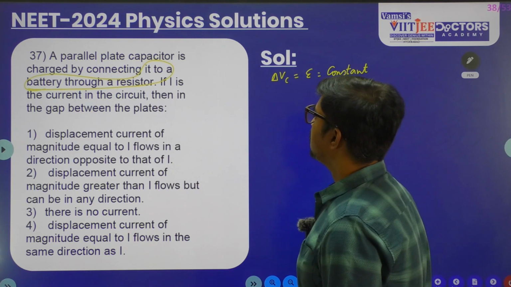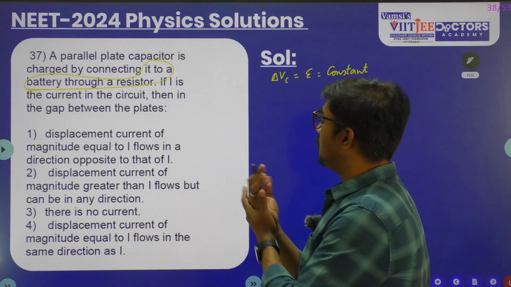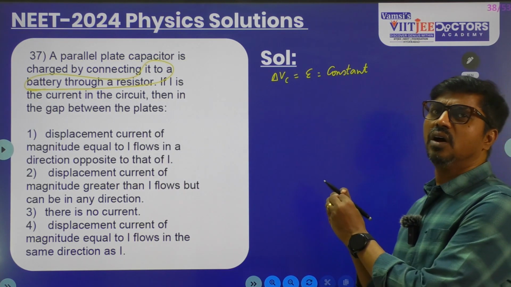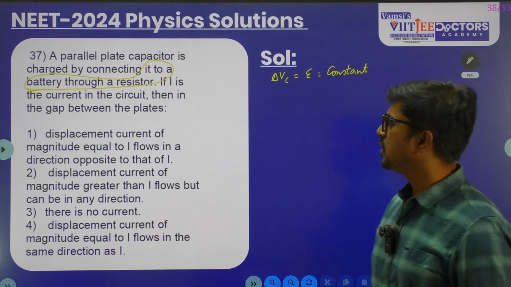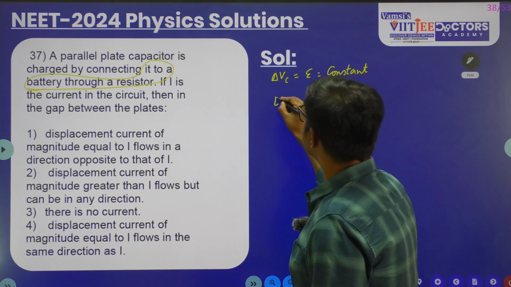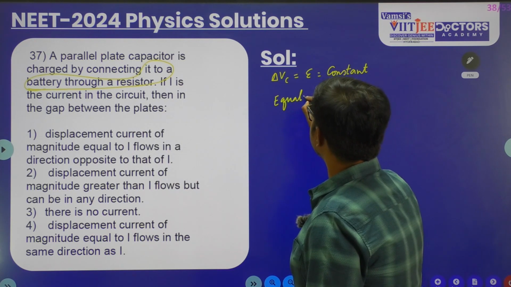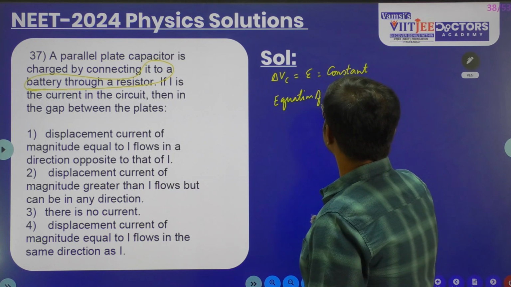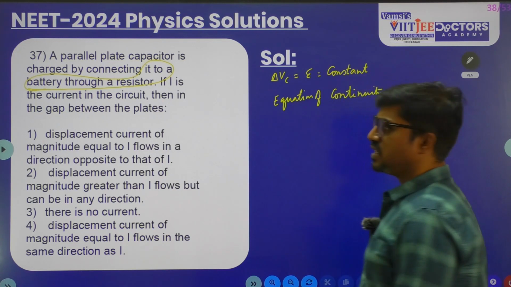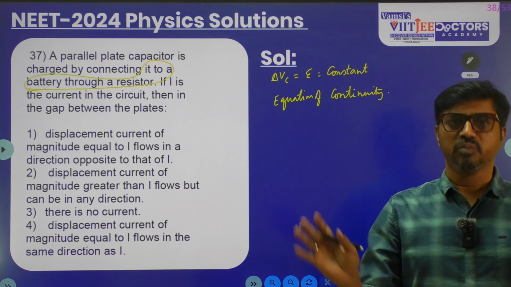If I is the current in the circuit, then in the gap between the plates. Okay, anyway, they are not talking about the potential difference here. They are talking about current here. It's related to displacement current. This is coming from Maxwell's equation, the equation of continuity. What it says is that current in a circuit has to be uniform everywhere.